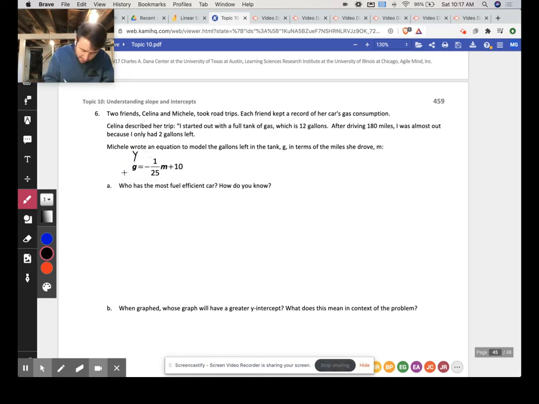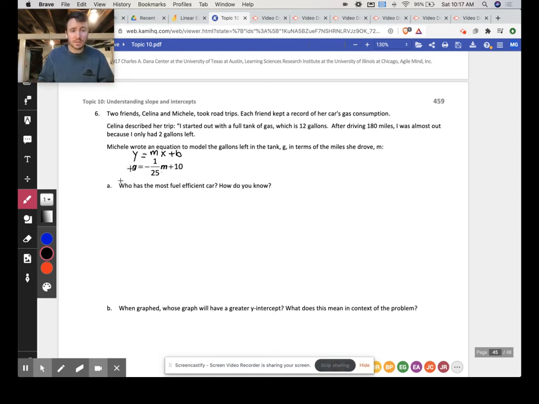So this is the form Y equals MX plus B. What I don't care for about this problem is they're actually using M instead of X. And your M, your slope, is negative 1/25. Okay, so that's what I don't care for, is they're using X for M, M for X, and then they're giving you the slope. So I don't like that they're reusing variables because it's confusing for you.